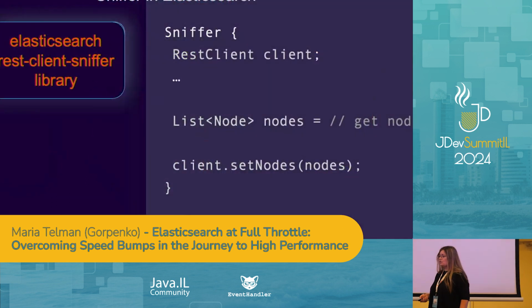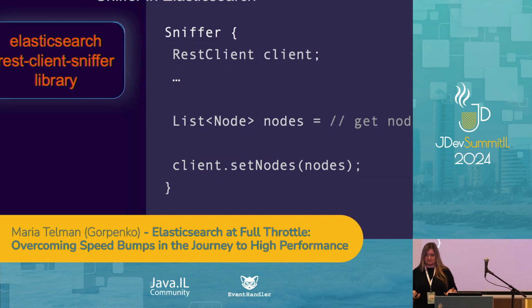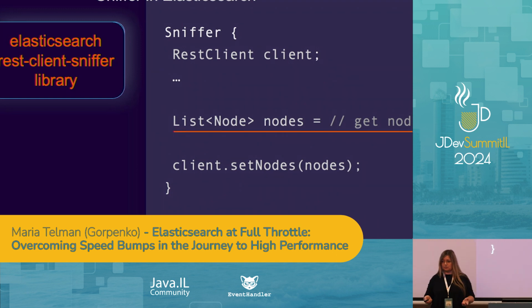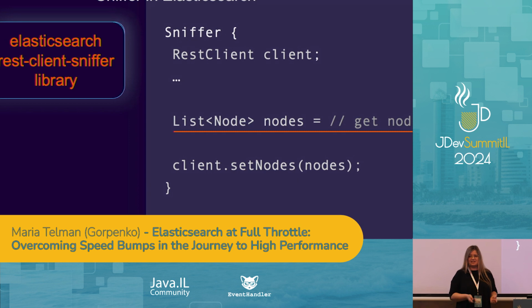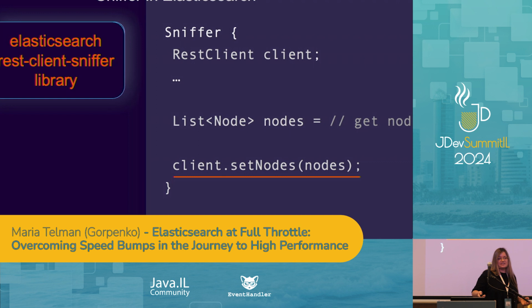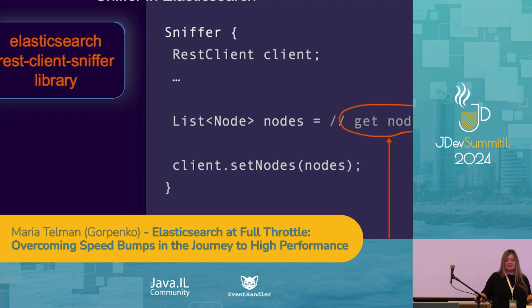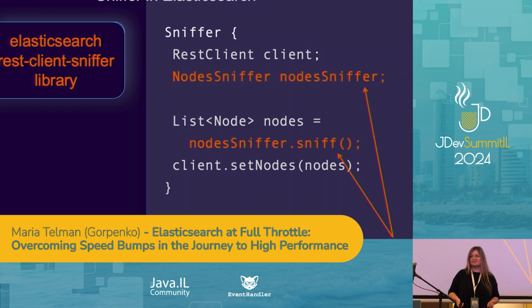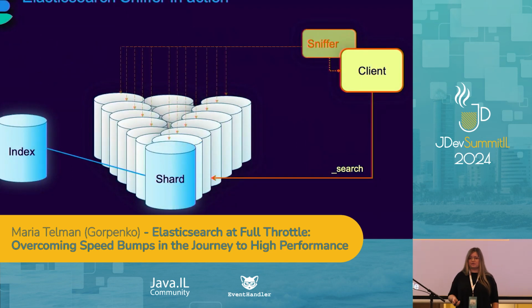For that, we use the Elasticsearch sniffer library. Once activated, the sniffer periodically grabs a list of all active nodes from the cluster and updates the REST client with this. And we can customize which nodes are selected here by providing our own implementation of the node sniffer interface. And from there, it's on us to monitor all node status and select the best nodes.